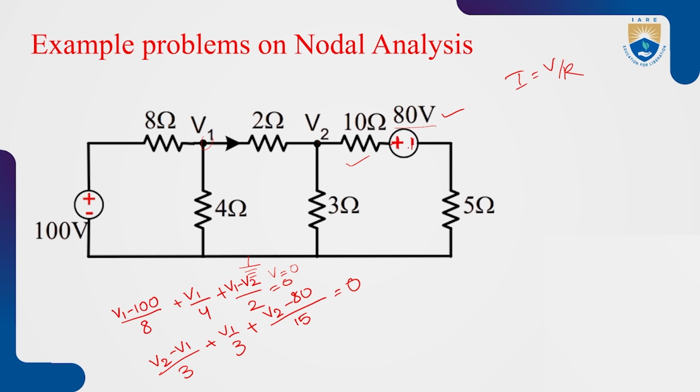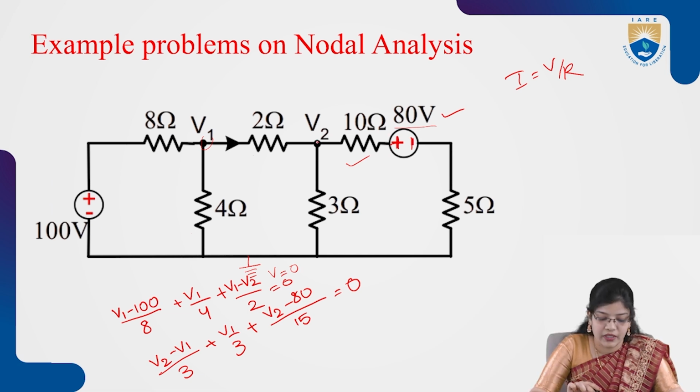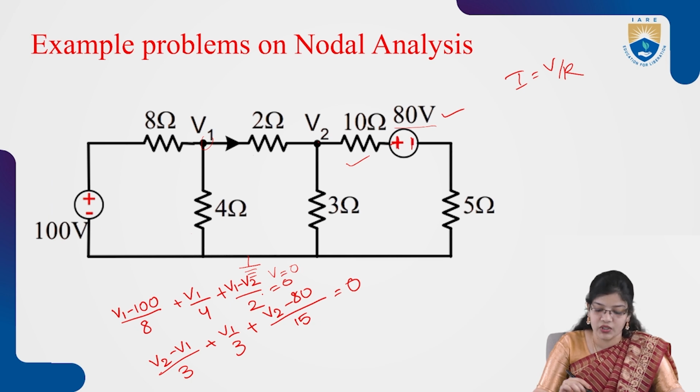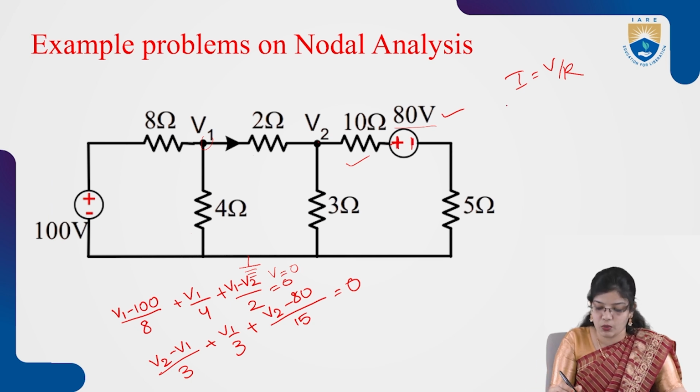So here also a source is connected. So I am taking it as (V2 minus 80) by, these two resistances will be connected in series. So I am adding these two resistances, 10 plus 5 will be 15 ohms. Now we have to take out the values of V1 and V2 for both equations.